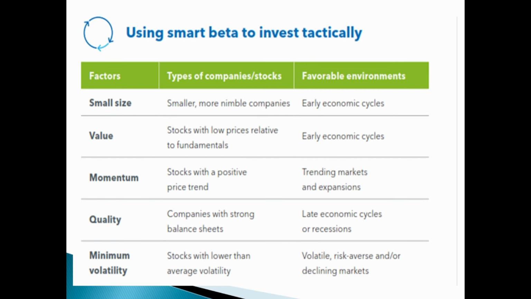Now let me shift back a bit to the various factors that we looked at and talk about how smart beta funds use these factors to invest, sometimes tactically. So let's take, for example, the small size factor. The types of companies, obviously, are smaller companies. The most favorable environment for that is early in economic cycles. Doesn't mean it can't function well later in cycles, but that tends to be the most favorable time to focus on that particular factor. And then you see for the other factors here a description of the factor, but also a time in the cycle when that factor tends to be most favorable.